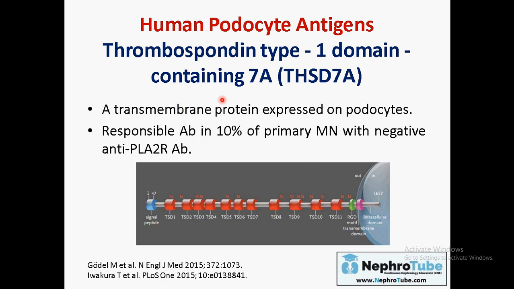There are other newly discovered native podocyte antigens besides the phospholipase A2 receptor. The most important of them is thrombospondin type 1 domain-containing protein, a transmembrane protein expressed on podocytes that may also be attacked by circulating antibodies, forming primary membranous nephropathy. It is responsible for about 10% of primary membranous nephropathy with negative anti-phospholipase A2 receptor antibody.